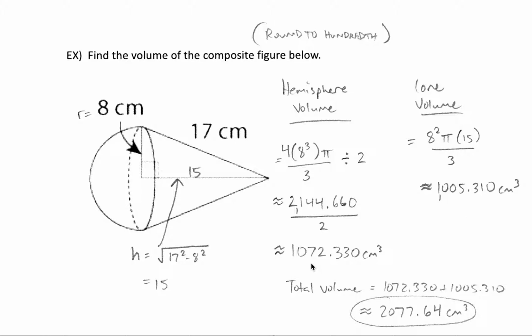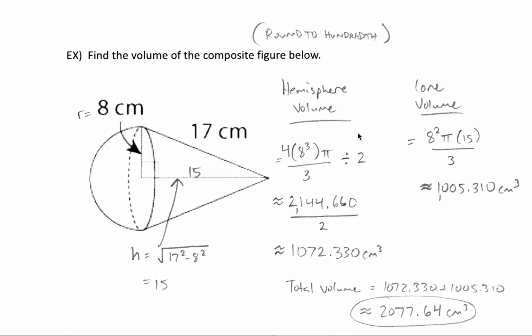We also have a cone. So in order to find its volume, we would need the height of the cone, which is not given to us. So we need to use an imaginary right triangle inside that cone, where we know the hypotenuse is 17 and one of the legs is 8, and we'll be able to use the Pythagorean theorem to solve for the height of the cone. We'll take our hypotenuse squared minus our leg squared to get the other leg, and we find that our height is 15.